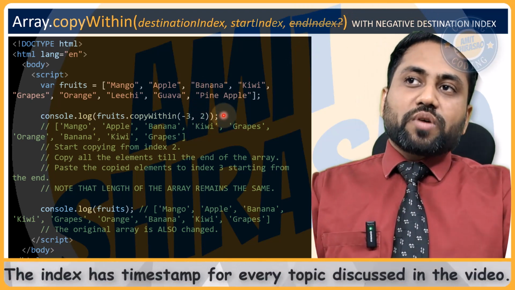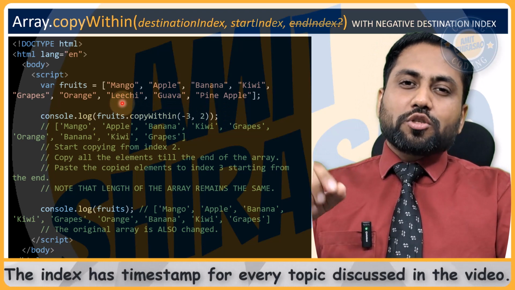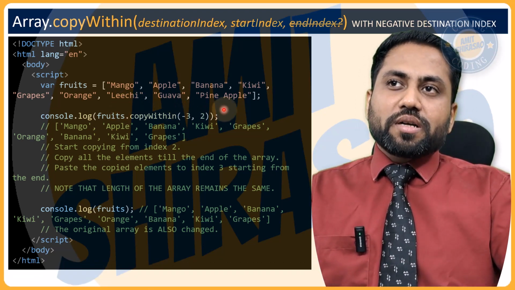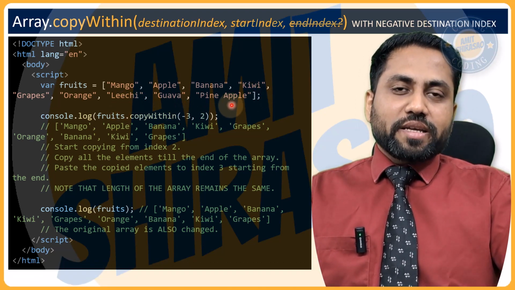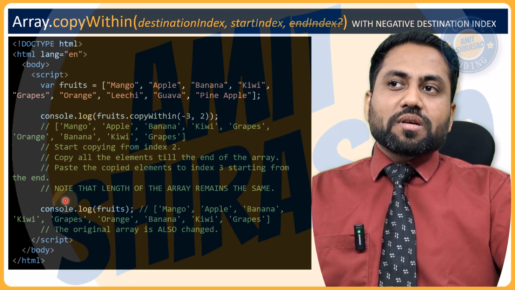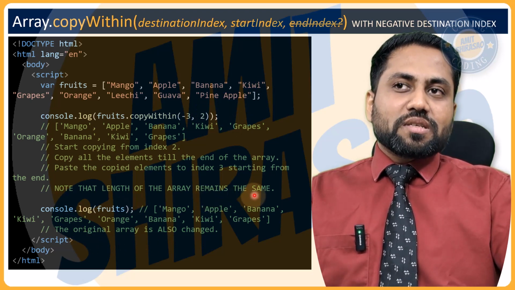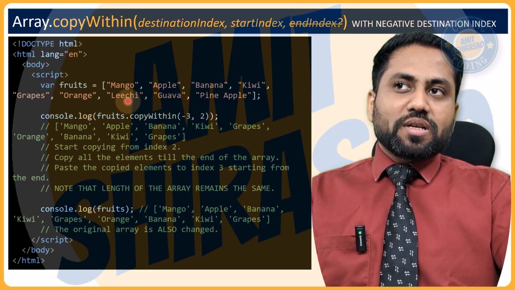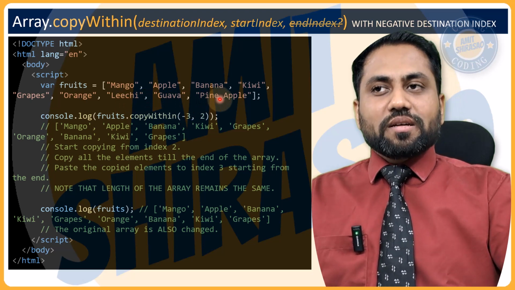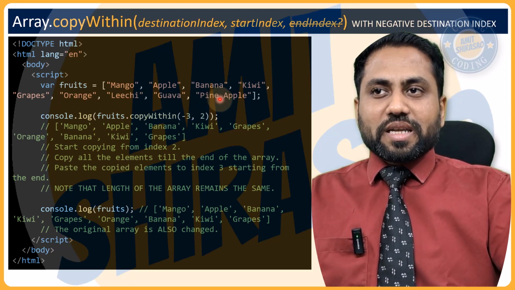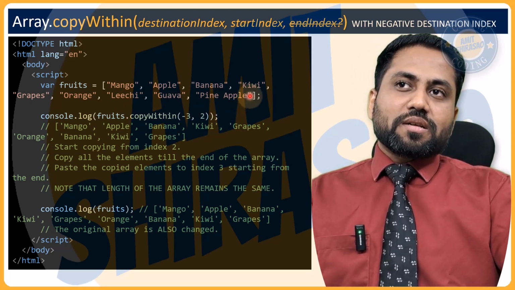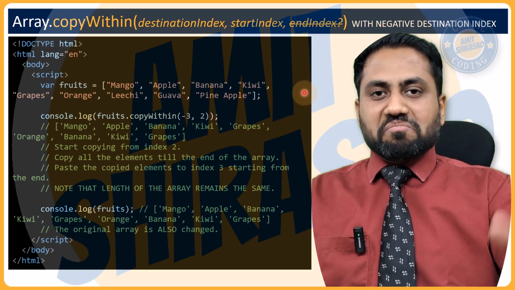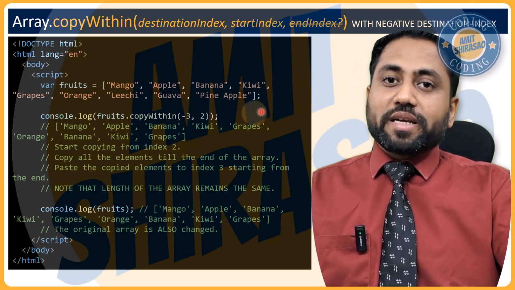But while pasting it, it has only 3 slots to override. It has lychee, guava, and pineapple to override. After that, the array ends. So always remember the length of the array remains the same. Okay, so it will paste banana here, kiwi here, and I think grapes here. But rest of the fruits won't get pasted because the array has ended over here.